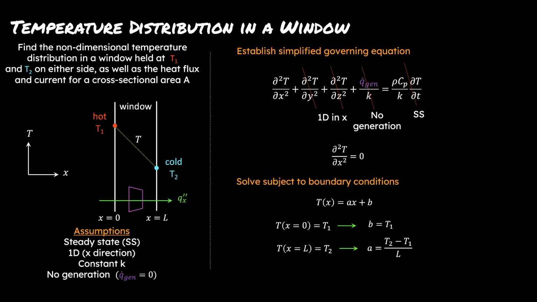If we apply both of these, we get expressions for constants B and A, that B equals T1 and A equals (T2 minus T1) over L. And if we plug in, we now have an expression for the temperature distribution, that T of x equals T2 times x divided by L, plus T1 times the quantity of 1 minus x over L.